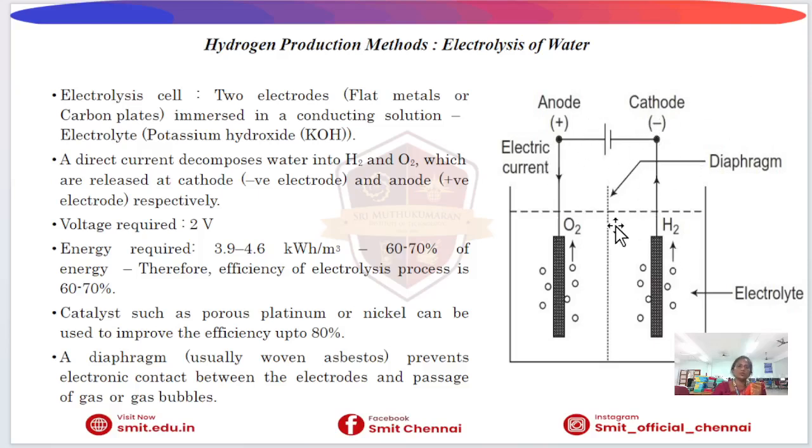The process uses around 3.9 to 4.6 kilowatt hour per cubic meter of hydrogen, with an efficiency of 60 to 70 percent, which can increase to 80 percent using catalysts like platinum or nickel. A diaphragm prevents the electrodes from touching and keeps the gases separate.